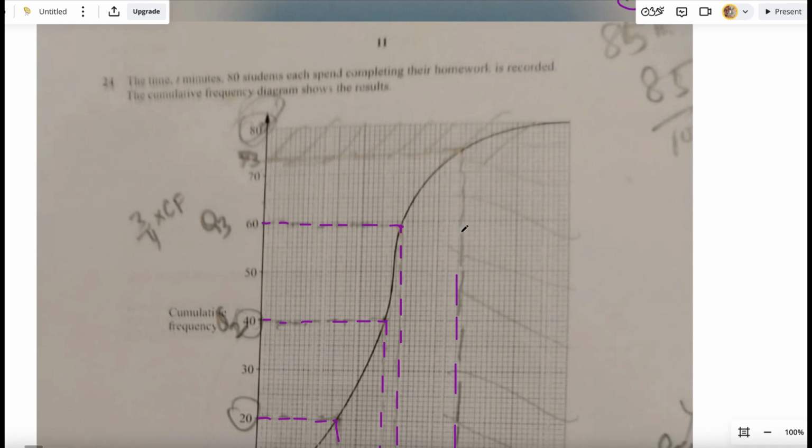You trace this to the cumulative frequency curve and then trace it across. That will give you around 73. Because they say more than 40 minutes, it means 80 minus 73. If you shade here and trace the shading across, it's all the space above 73. So 80 minus 73 gives us about 7 students.